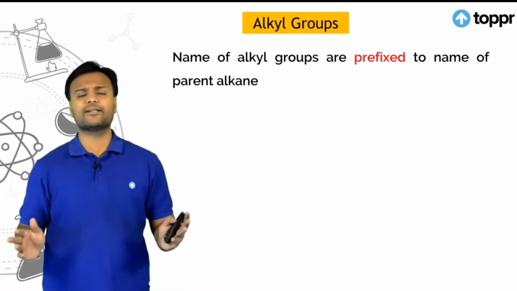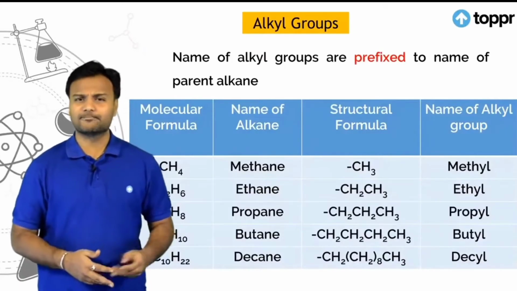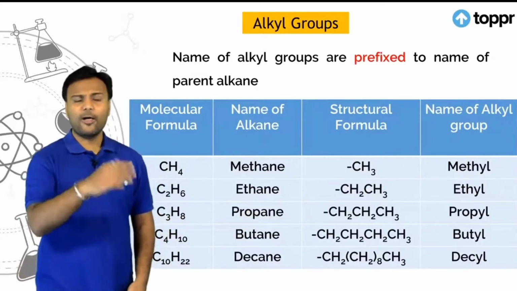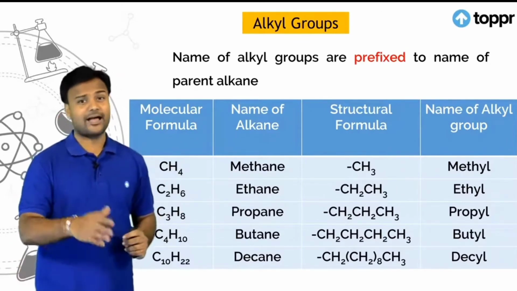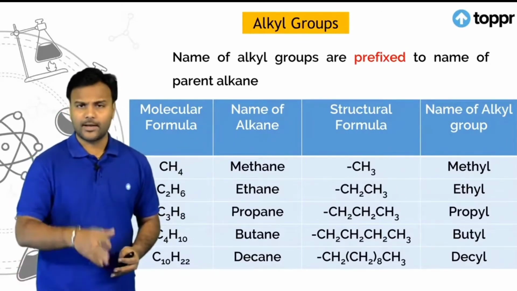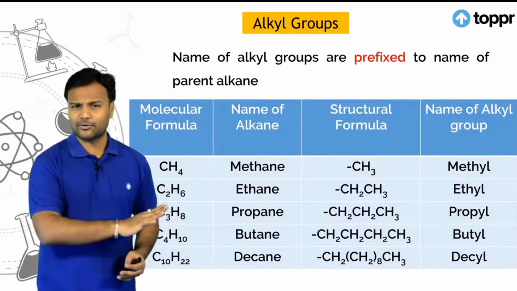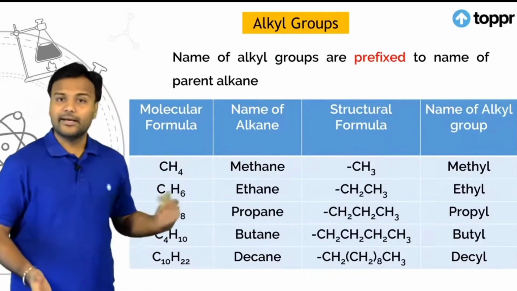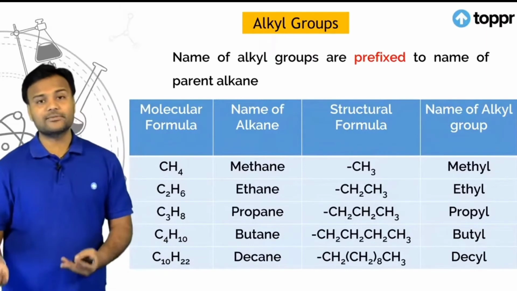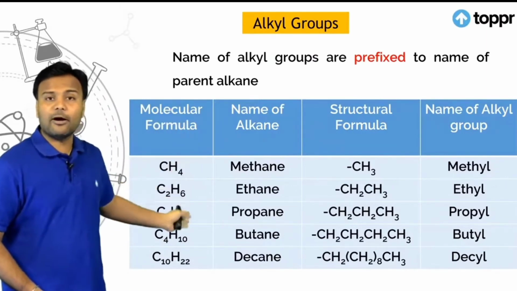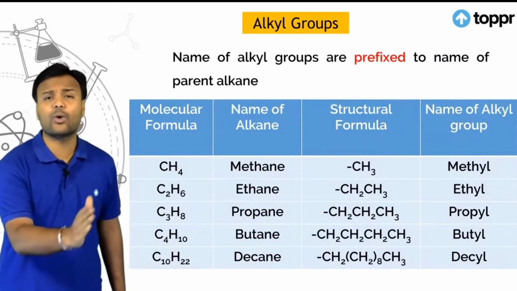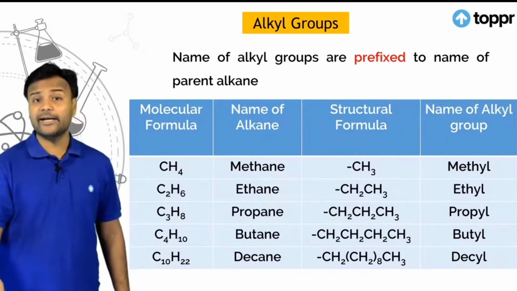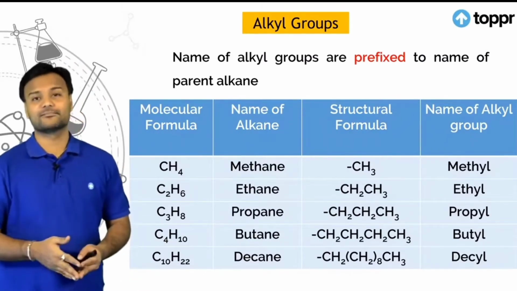There are various alkyl groups you can say. So what are those alkyl groups? Let's have a look here. So molecular formula and name of alkane. You can see the structural formula as well as the name of the alkyl group. Methane, remove one hydrogen, it is methyl. Ethane, remove one hydrogen, it becomes ethyl. So everywhere in the molecular formula, I am removing one hydrogen from that respective alkane. That's where you end up with alkyl groups.